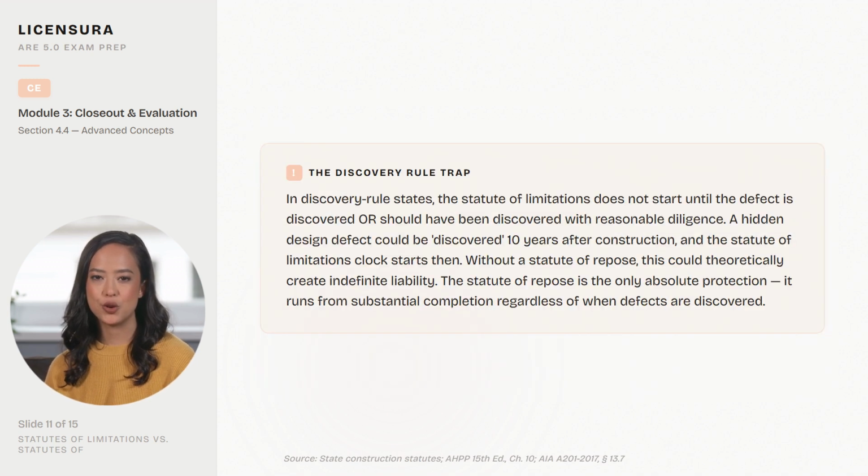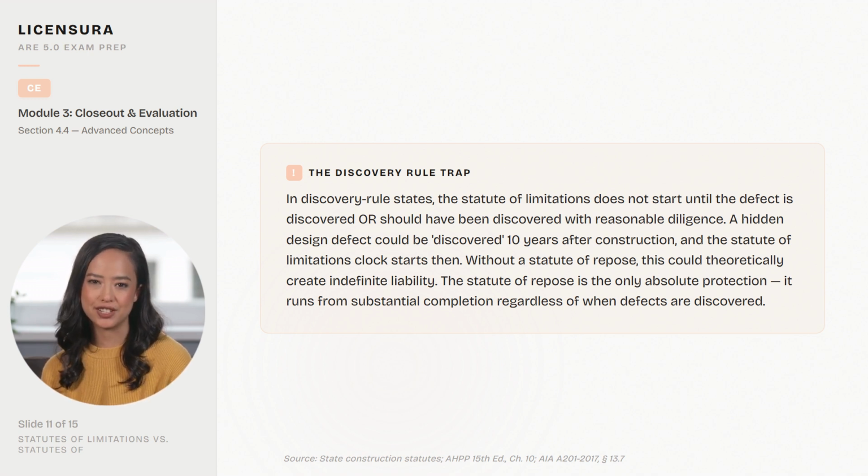The discovery rule trap. In discovery rule states, the statute of limitations does not start until the defect is discovered or should have been discovered with reasonable diligence. A hidden design defect could be discovered 10 years after construction, and the statute of limitations clock starts then. Without a statute of repose, this could theoretically create indefinite liability. The statute of repose is the only absolute protection. It runs from substantial completion, regardless of when defects are discovered.